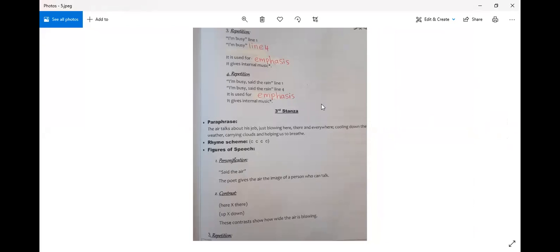Let me see if we have something else to add to stanza number 2. Yes, we have repetition, like Hannah said. She said, I am busy, line 1, and I am busy, line 4 is repeated. We use this for emphasis, and it gives internal music. Repetition again in the whole line, I am busy, said the rain, line 1 and line 4. It's the same idea, guys.